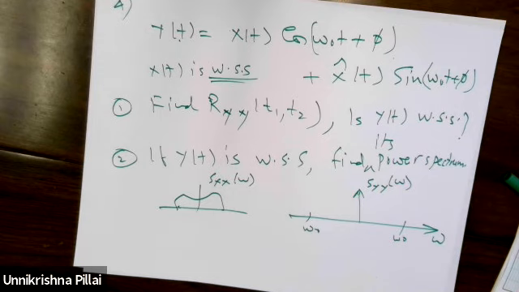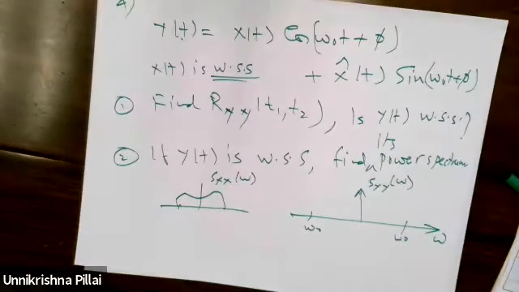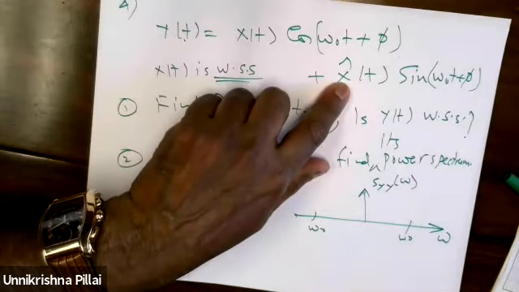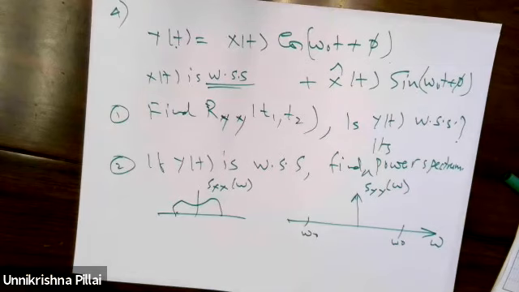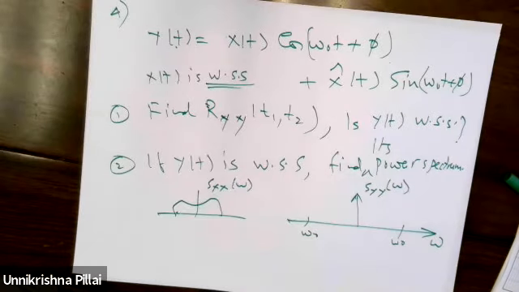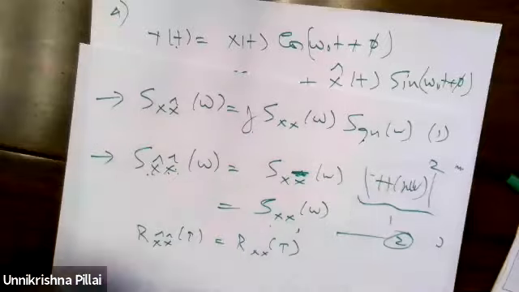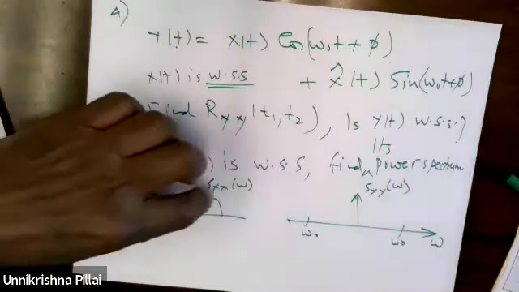You have everything. See, you have y of t. For each term, you know the cross correlation and the autocorrelation, so find the autocorrelation function of this, then take the Fourier transform and use these relations. You have to do some simplifying, then you will be able to draw this picture in terms of this picture.